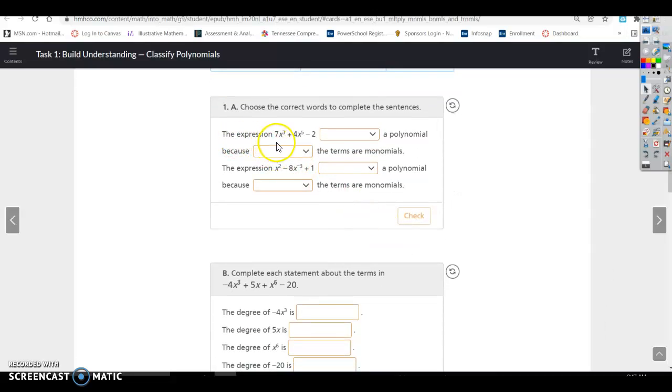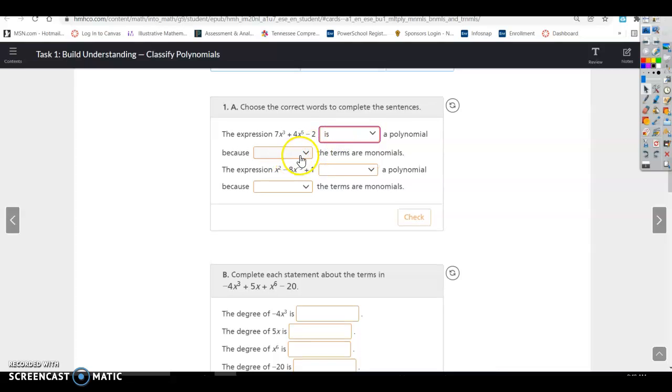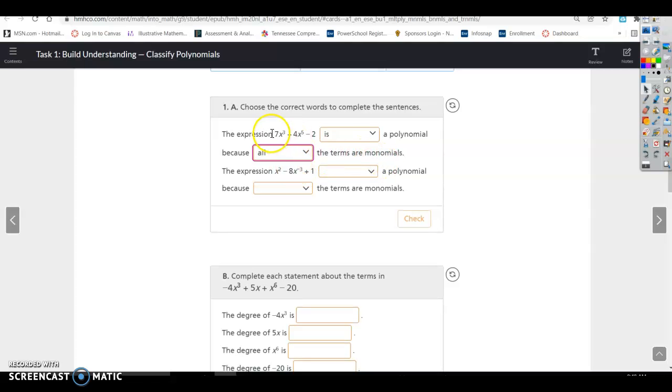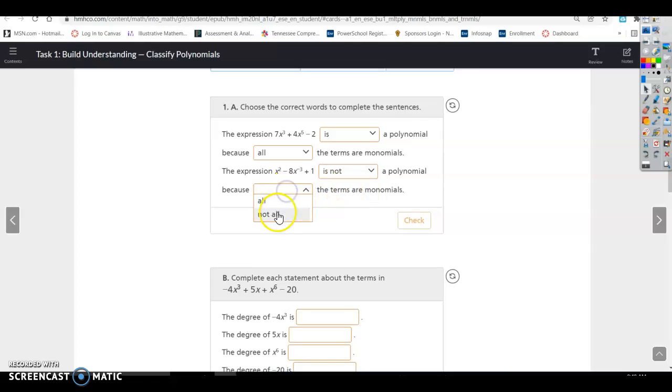All right, so the expression 7x cubed plus 4x to the 5th minus 2 is or is not a polynomial? This is a polynomial because all of the terms are monomials. So you've got 1, 2, 3 monomials. Together that makes a trinomial. The expression x squared minus 8x to the negative 3 plus 1, because you have this negative exponent, this one is not a polynomial, because not all the terms are monomials.